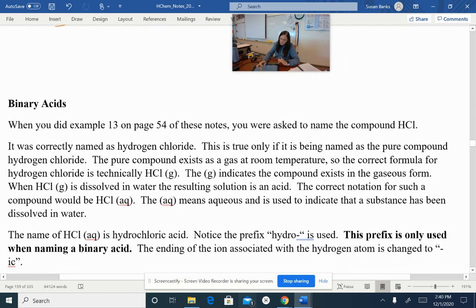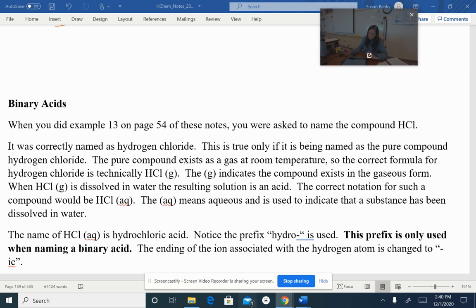Binary acids, let's see, I think the page numbers are off, so don't worry about it. Don't pay attention to this. If we were asked to name the compound HCl, we named it hydrogen chloride, right? It was correctly named as hydrogen chloride, but that's only true if it's named as a pure compound. The pure compound exists as a gas at room temperature, so the correct formula for hydrogen chloride is technically HCl with a little g in parentheses by it. That little g in parentheses indicates that the compound exists in the gaseous form.